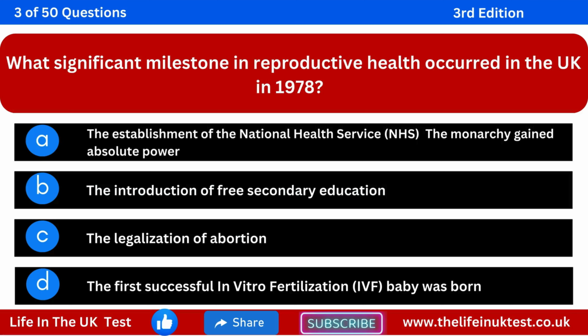What significant milestone in reproductive health occurred in the UK in 1978? Option A, the establishment of the National Health Service (NHS). Option B, the introduction of free secondary education. Option C, the legalization of abortion. Option D, the first successful in vitro fertilization (IVF) baby was born.